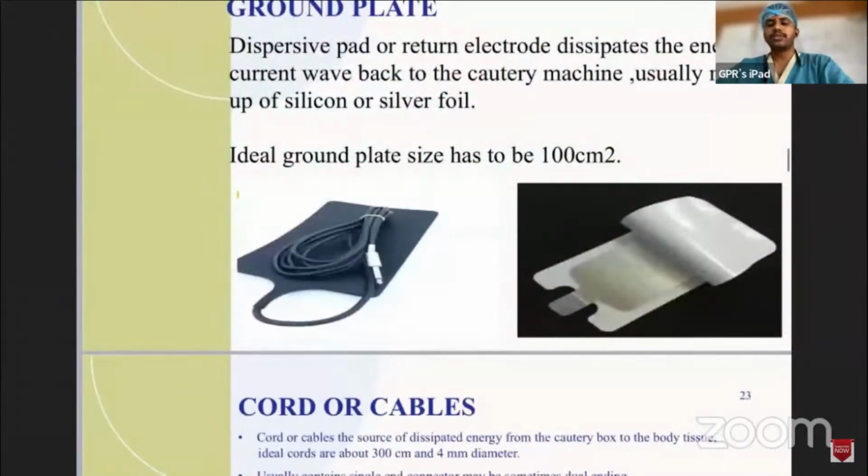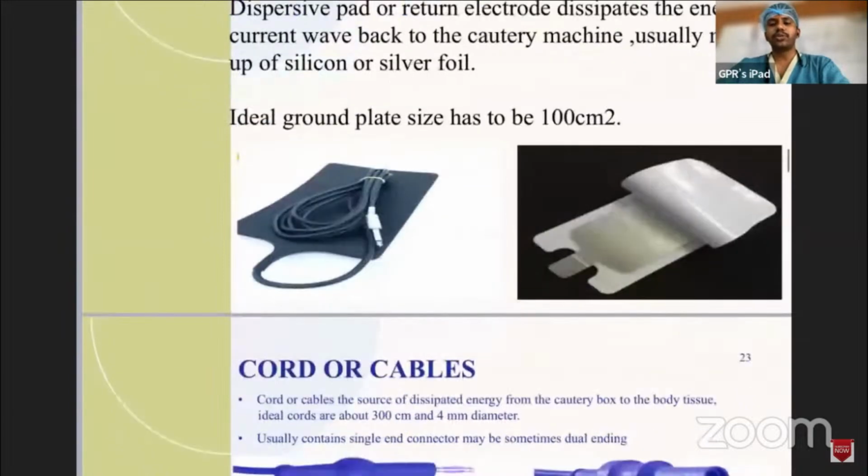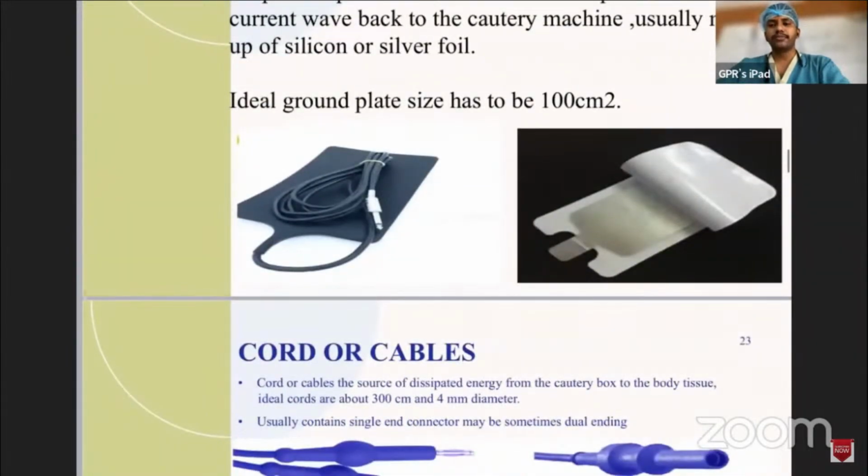So the ground plate, as I said, is also called the dispersive pad or the return electrode, which is kept over the patient's body, hopefully on the back. It could be either a silicon pad or an electrofoil unit. We need to keep a good lubricant over this element or ground pad and stick it to the patient's body. The ideal ground pad must be about 100 centimeters square. But if the patient's BMI or body surface area is exceeding, it is always advisable to keep two electrode pads and connect them to a single electrosurgical machine.